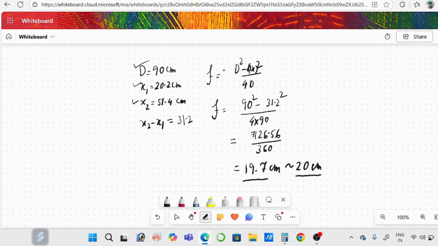So as you see, by this experiment, we can easily find out the focal length of an unknown lens, and it comes pretty close, 19.7. So I think you can do the experiment on your own.